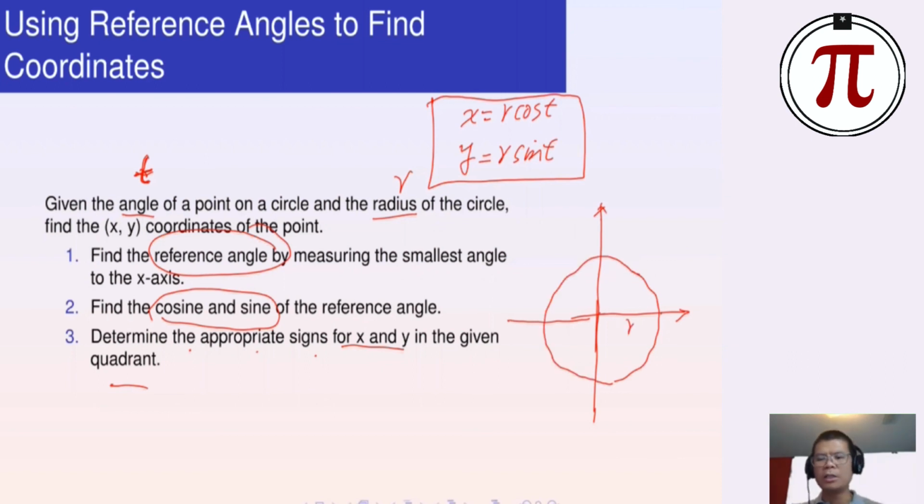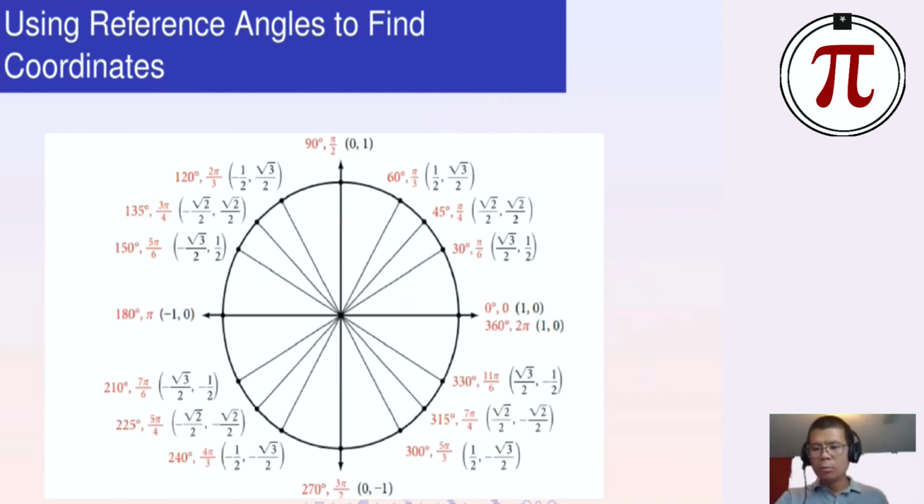So in this case, the radius is r, right? If the radius is r, then you can just do this one, okay? So, for sine t and cosine t, you can find the reference angle, right? You can use the reference angle to find cosine and sine, and then determine the sign for x and y and so on. You can find that out, okay?